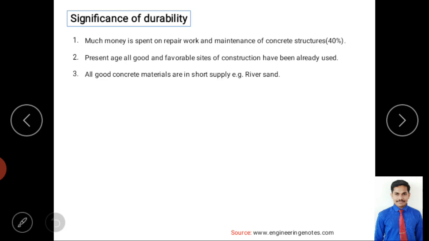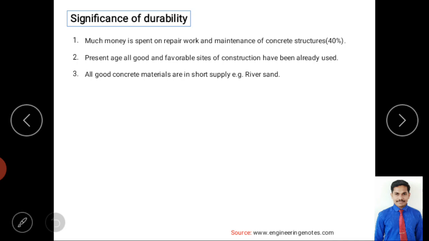So next, all good concrete materials, cement, sand, aggregates, and some other requirements are in short supply, meaning we are not getting as much as we require for the construction. For example, you can take river sand. In many places we are not getting river sand. Why? Because it is in shortage, right? So we are compromising on some requirements. When we are compromising, we have to maintain the durability.